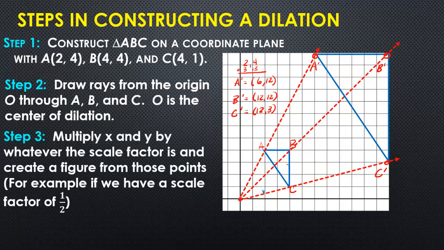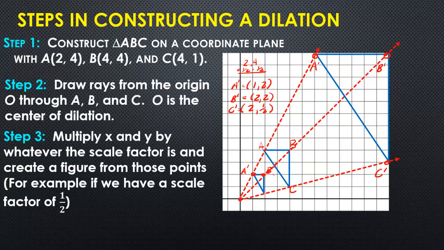If we were to do a reduction, okay, same thing, except instead of multiplying by 3, now we're multiplying by 1/2. All right, so A prime would be at 1, 2. B prime would be at 2, 2. And C prime would be at 2, 1/2. And if you notice, there is 1, 2, so that would be A prime.